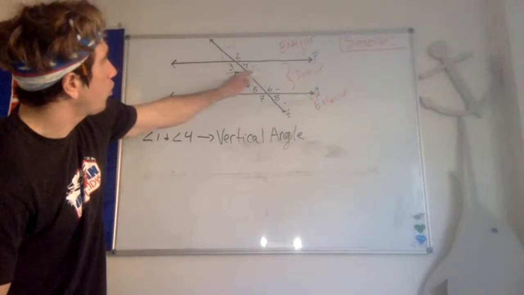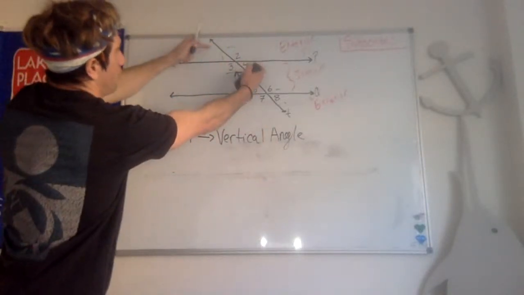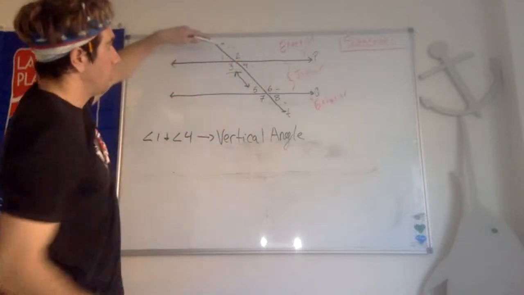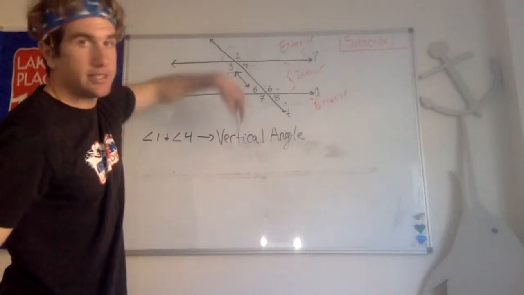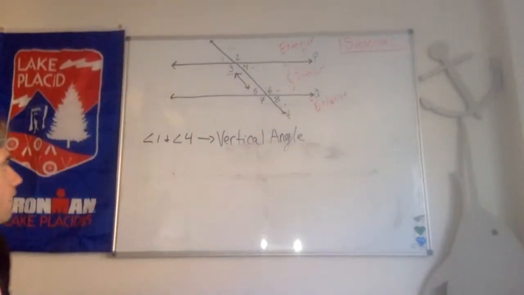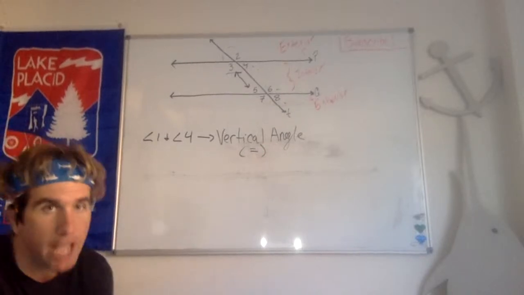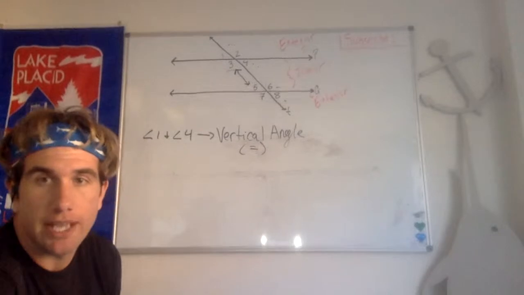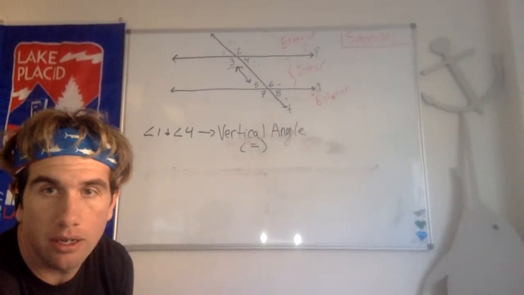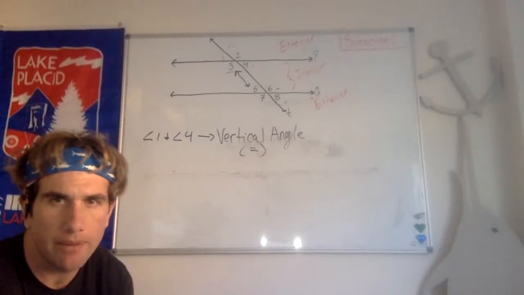There's a lot of vertical angles. They're kind of across from each other. Kind of see how it makes like an X? It's kind of right across. So 2 and 3 are vertical, 5 and 8, 6 and 7 are all vertical angles. And vertical angles are also going to be equal. Okay? So just copy that down.